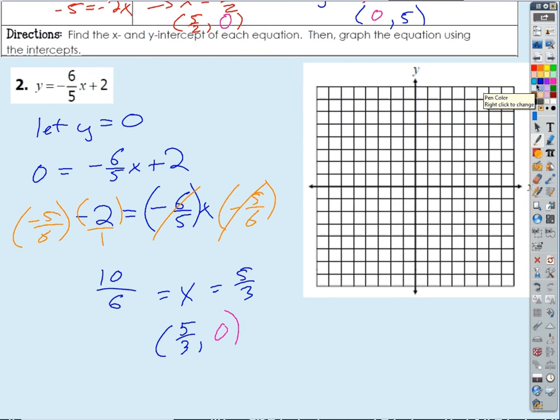That's not a very convenient one, is it? 5/3. If I write that as a mixed number, what is 5/3? 3 goes into 5 how many times? How many left over? 2.